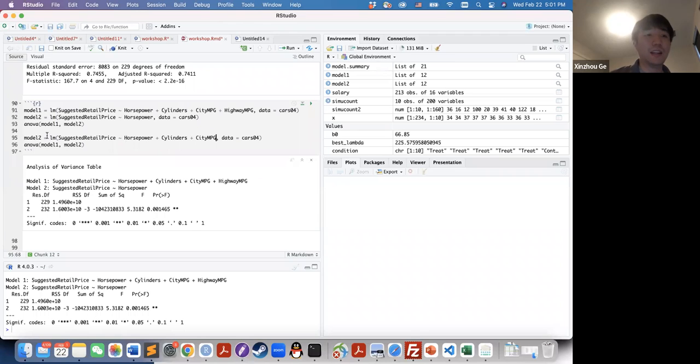Okay, so here we have model 3, which is the model having 3 predictors: horsepower, cylinders, and city MPG. The missing predictor will be the highway MPG predictor. By comparing model 1 and model 3, we have 1 extra predictor, the highway MPG, missing in model 3. If we do this ANOVA test, we are looking at whether we can have improvement in model prediction by adding this 1 predictor. Let's see what happens.